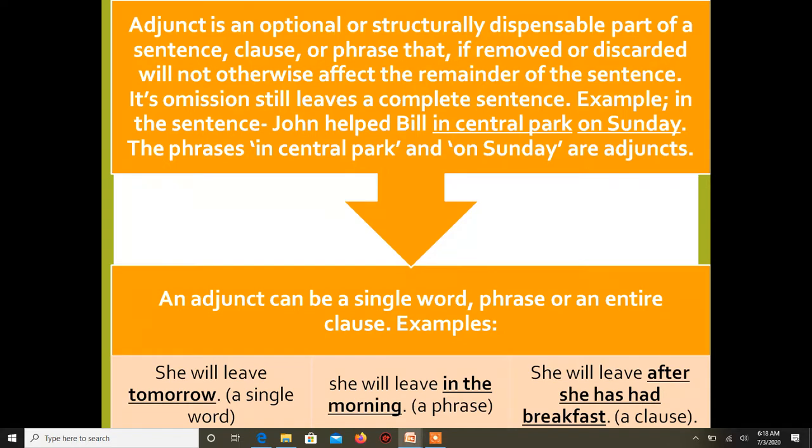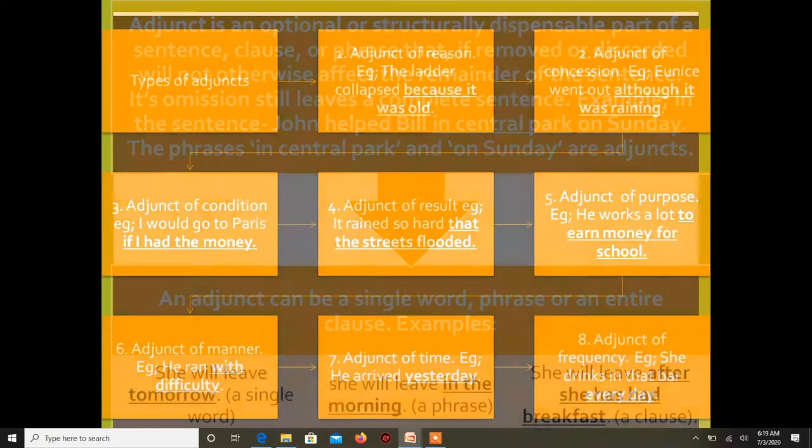Now, an adjunct can be a single word, it can be a phrase, or an entire clause. Example, we have she will leave tomorrow. Tomorrow is a single word. She will leave in the morning. In the morning is a phrase. She will leave after she had her breakfast. After she had her breakfast is a clause. So from this you can see that an adjunct can be a single word, it can be a phrase, and it can be an entire clause.